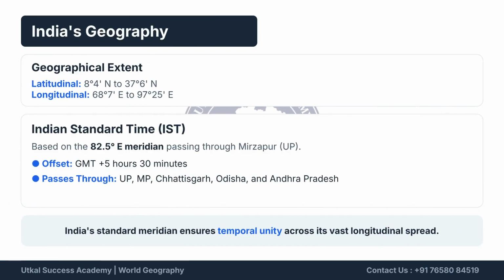India's geographical extent is 8 degrees 4 minutes north to 37 degrees 6 minutes north and 68 degrees 7 minutes east to 97 degrees 25 minutes east. Indian Standard Time is based on the 82.5 degrees east meridian, which passes through Mirzapur, ensuring temporal unity across the country.